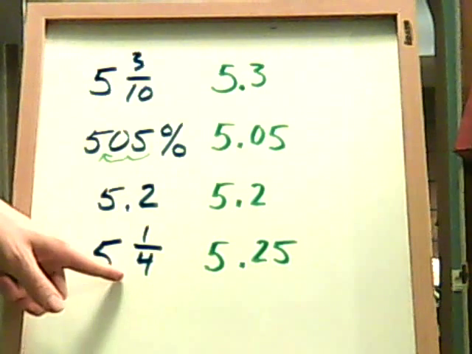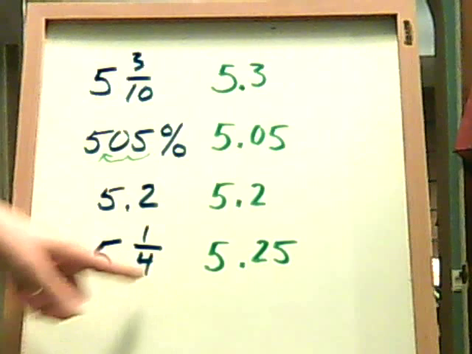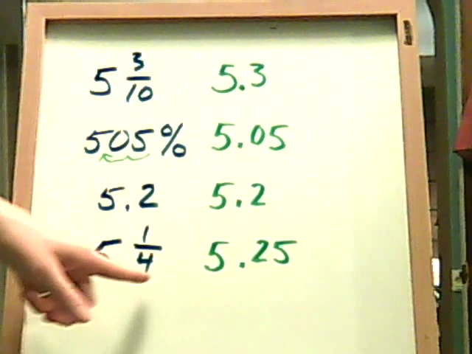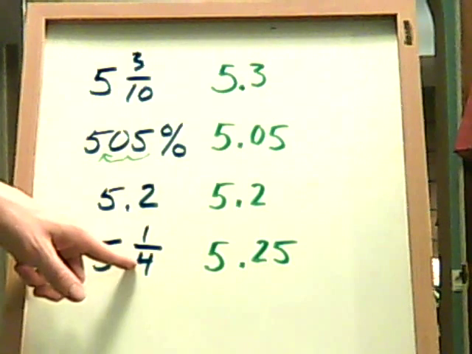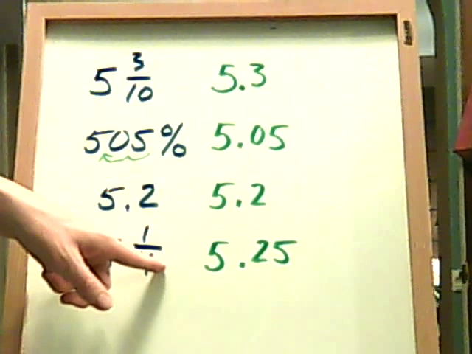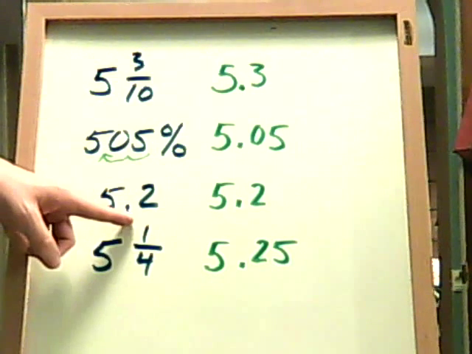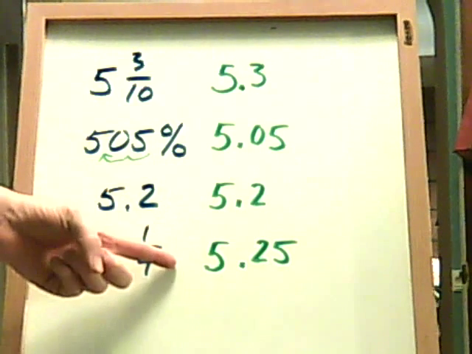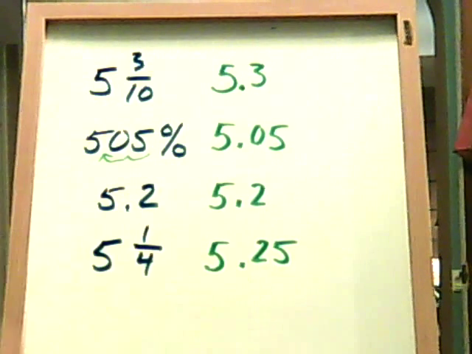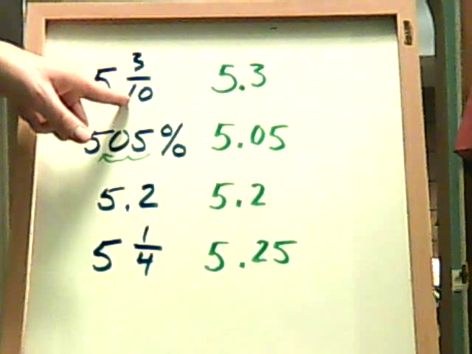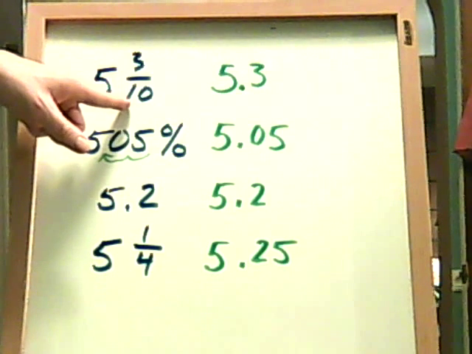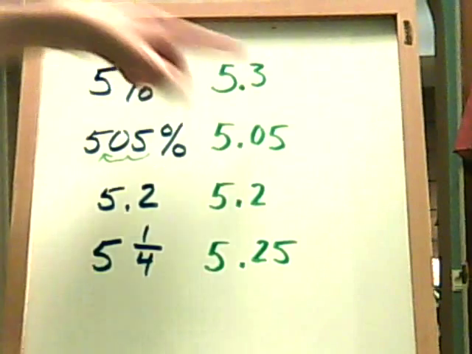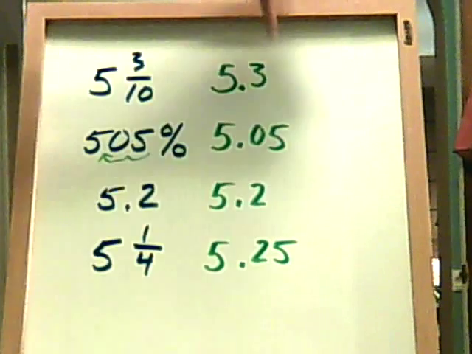However, on both of these, what you can do is multiply to get the denominator to be 100. So 4 times what would give you 100? That would be 25. So 1 times 25. So this would give you 5 and 25 over 100, which is 25 hundredths. Same thing here. 10 times 10 would give you 100. 3 times 10 would give you 30, which takes me to a good point.